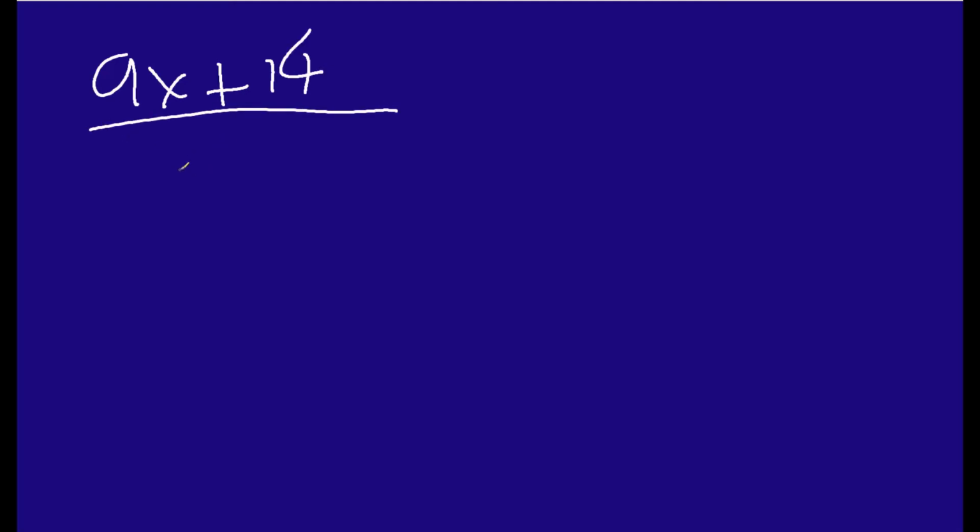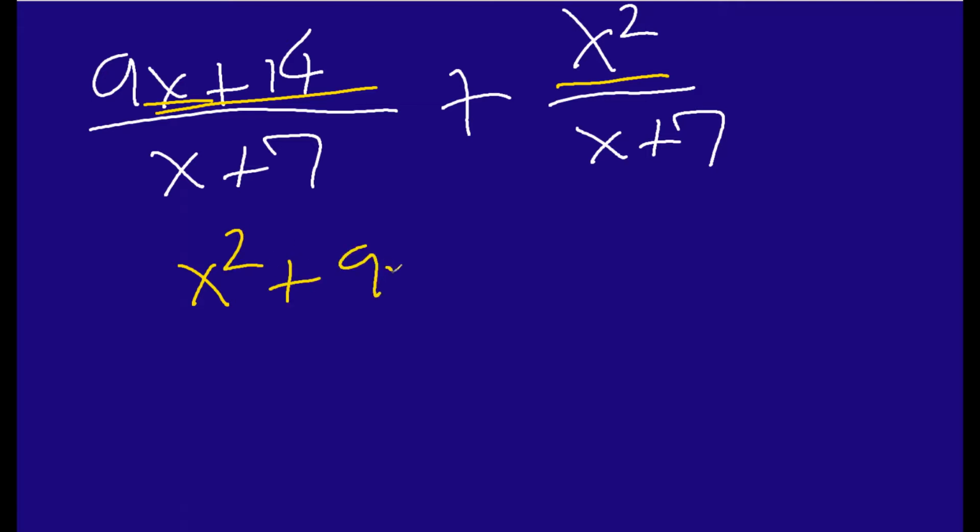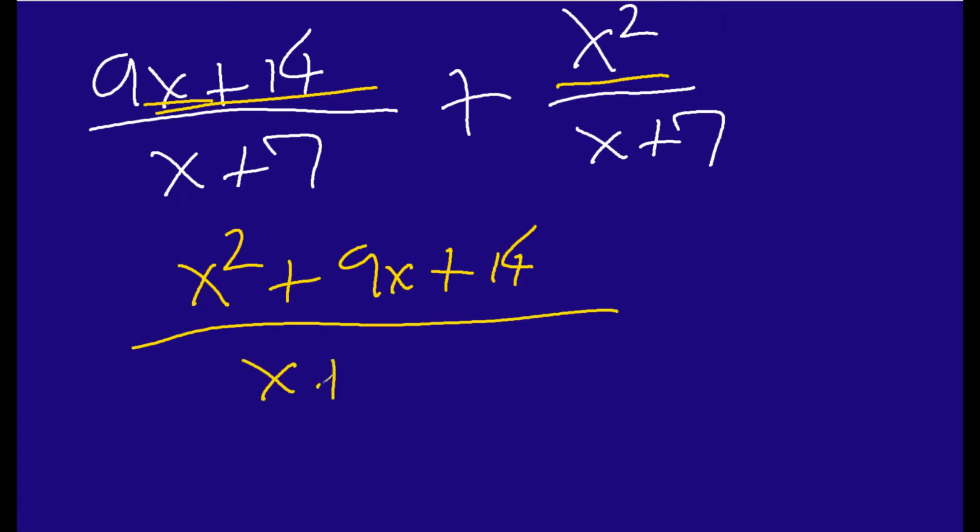So let's go ahead and just remove this and take a look at this. Our example here is going to be 9x plus 14 over x plus 7, plus x squared over x plus 7. So the first thing we want to do is combine what we have here and what we have here. And so we end up with the following: x squared plus 9x plus 14 over x plus 7.